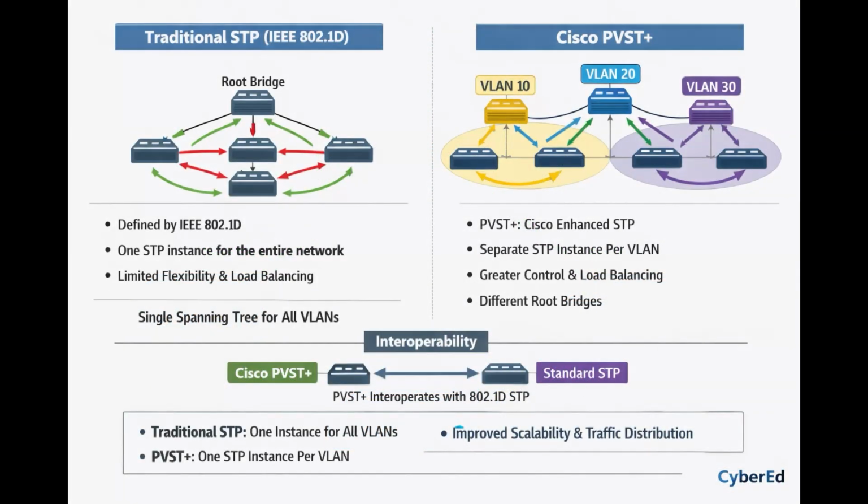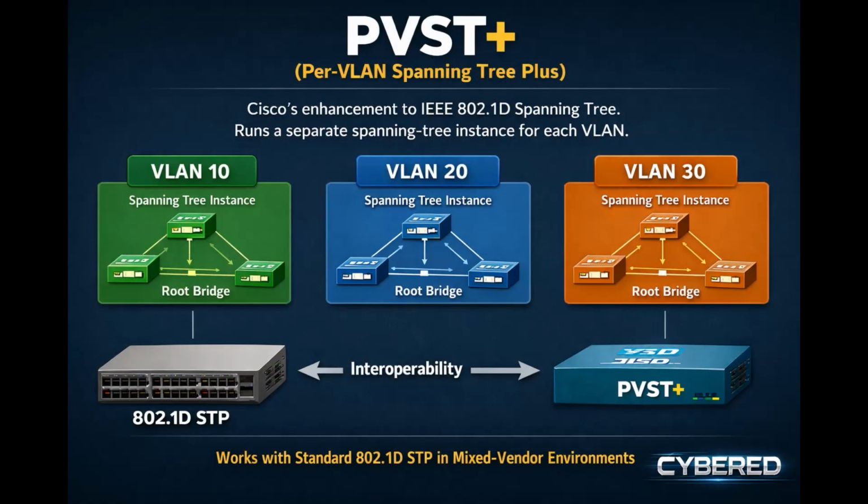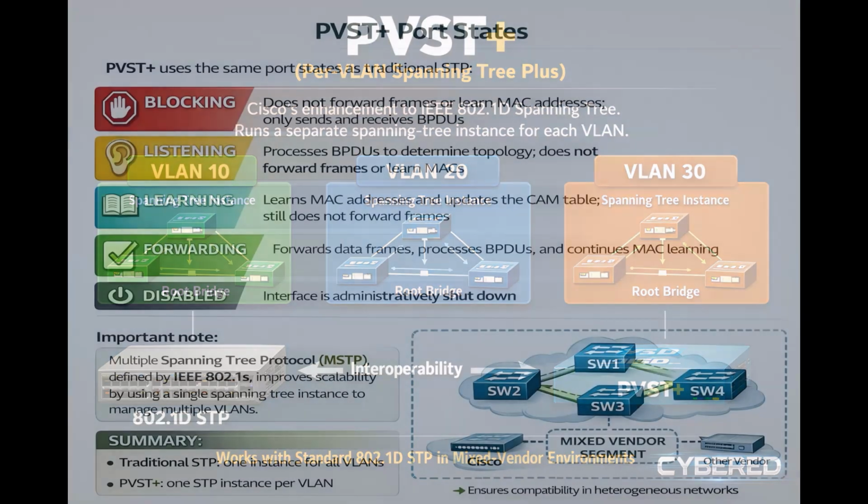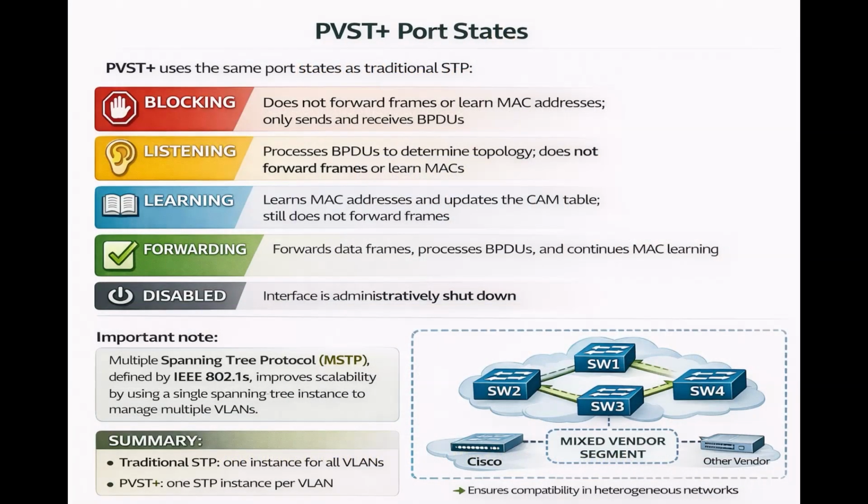Cisco enhanced the IEEE 802.1D spanning tree standard with its proprietary implementation called PVST+, which is enabled by default on Cisco IOS switches. Unlike traditional STP, PVST+ runs a separate spanning tree instance for each VLAN, allowing better control, redundancy, and load balancing across the network. PVST+ supports interoperability with devices running standard IEEE 802.1D STP, making it suitable for mixed vendor environments. PVST+ uses the same port states as traditional STP: blocking, listening, learning, forwarding, disabled.